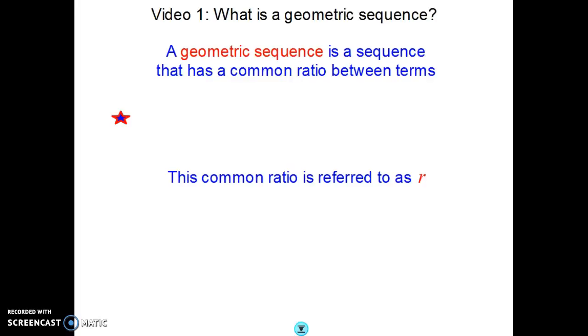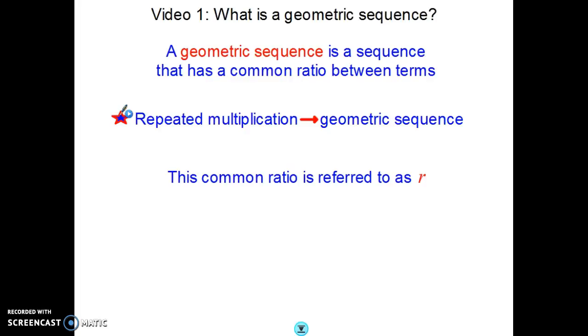In this first video, we're going to look at identifying geometric sequences and defining what they are. A geometric sequence is just a sequence that has a common ratio between terms. Now, what that means for us is that we're going to be looking for repeated multiplication. That will tell us we have a geometric sequence. This common ratio between the terms, the thing that we're multiplying by over and over again, is referred to as R.